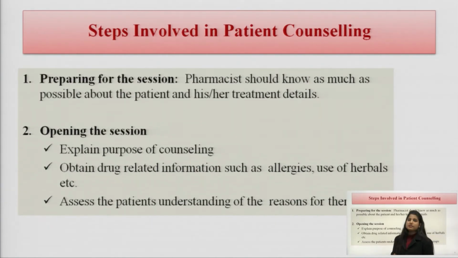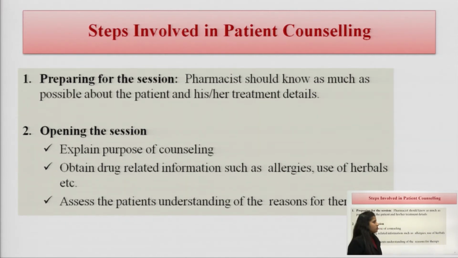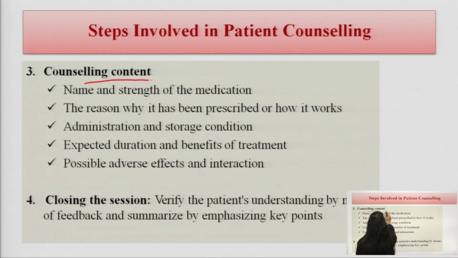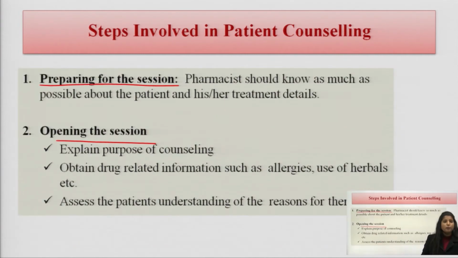We have discussed the parts of communication skill and what parameters are studied. Another is the steps involved in patient counseling. When a pharmacist does patient counseling, what are the basic steps the pharmacist should follow? Point number 1, preparing for the session. Point number 2, opening the session. Point number 3 is the counseling content, and point number 4 is closing the session. So basically there are 4 points involved in patient counseling.